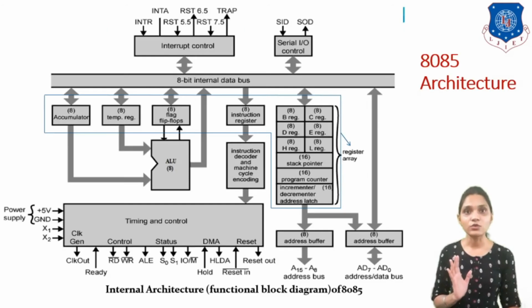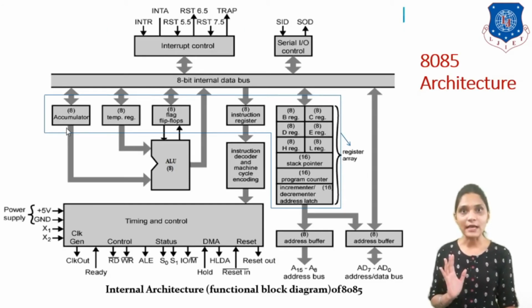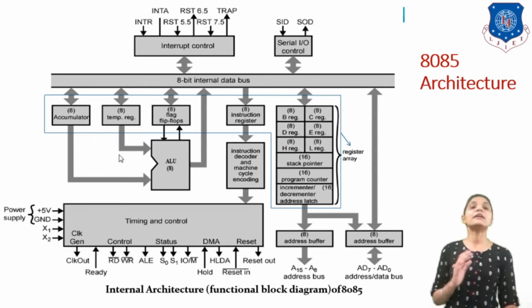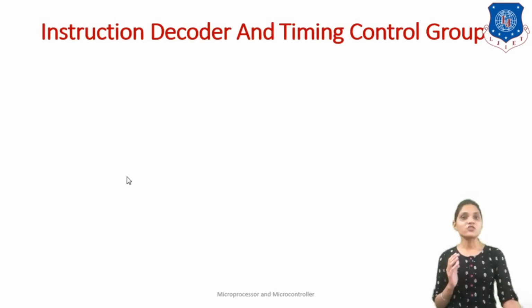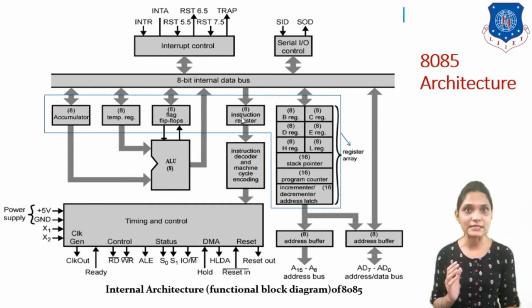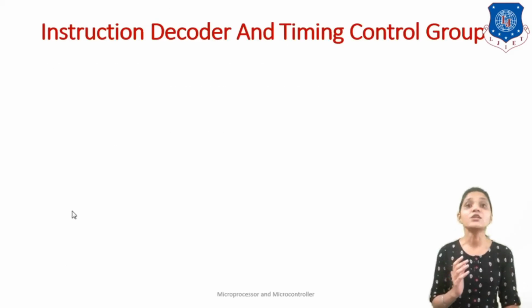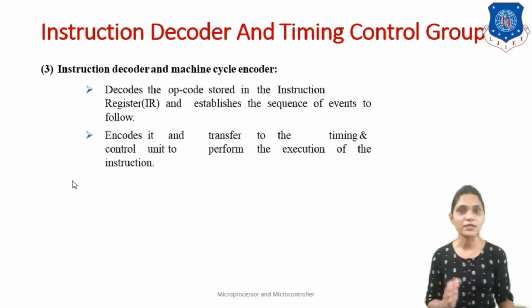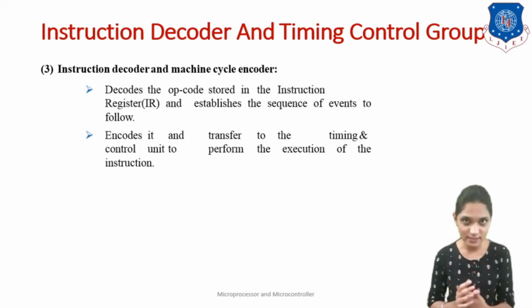Okay, next, so this is your ALU block. This is the accumulator, temporary register, flag and ALU. Okay, the next block is the instruction decoder and timing control group. This is the instruction decoder and machine cycle encoder, and this is the instruction register. So this instruction decoder group consists of the instruction decoder and instruction register.